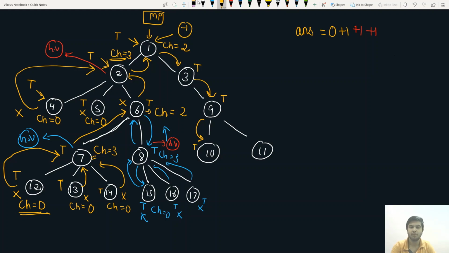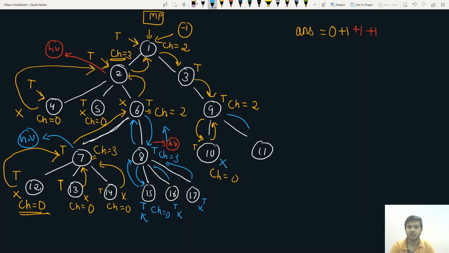So we are going to mark it as true. Is there any children for 10? No, there is no children. So that means we are going to fall back to 9. Now CH, that is children of 9, is 2, but children of 10 is 0. That means 10 is not a happy vertex.